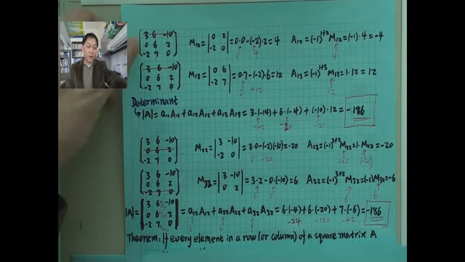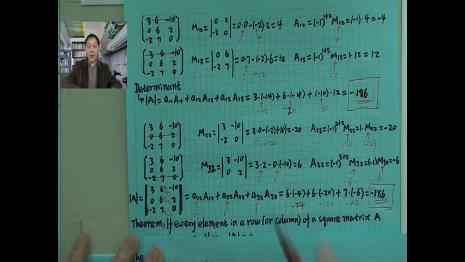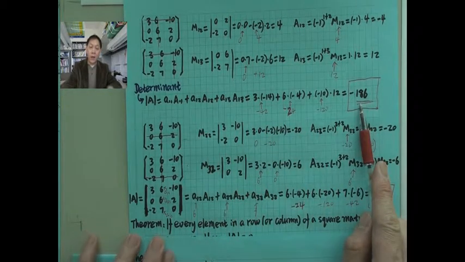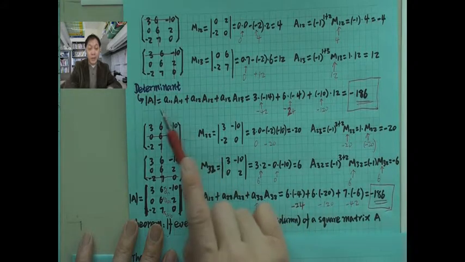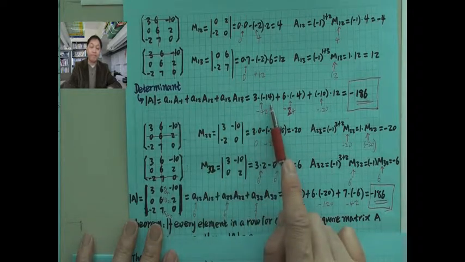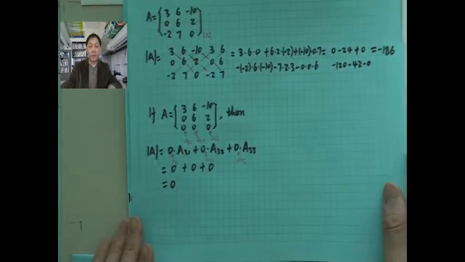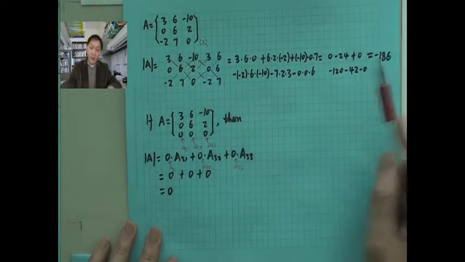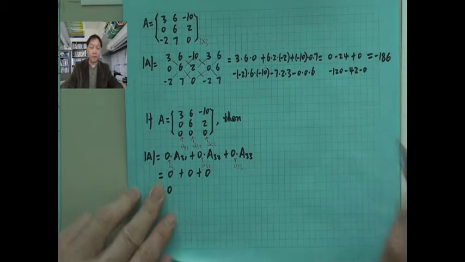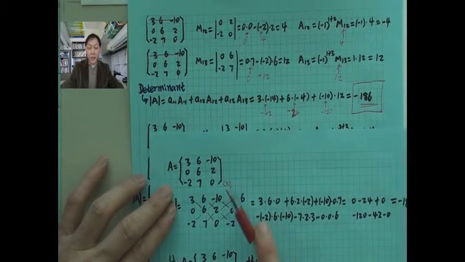Okay? So here, what we got is that in order to find the determinant of a 3 by 3, you can expand the matrix along any row. Here is row 1. Or any column. Here is column 2. And they will have the same answer. Or you may do it this way. This way probably is the easiest way. And this is for 3 by 3.